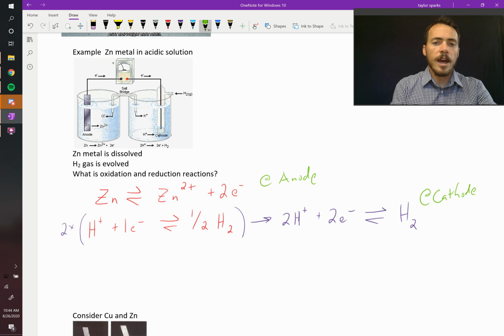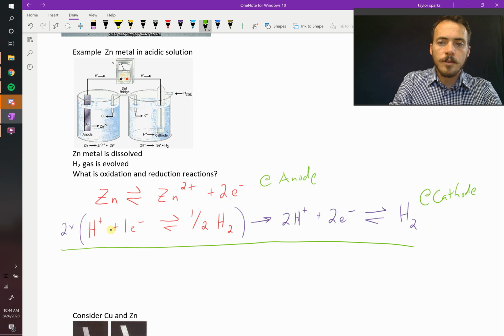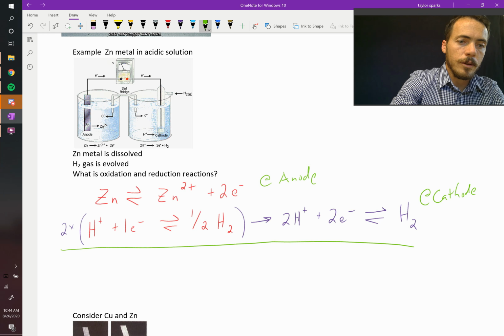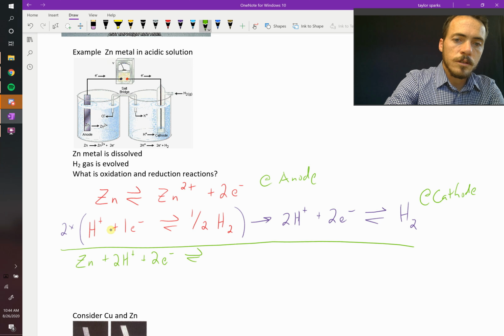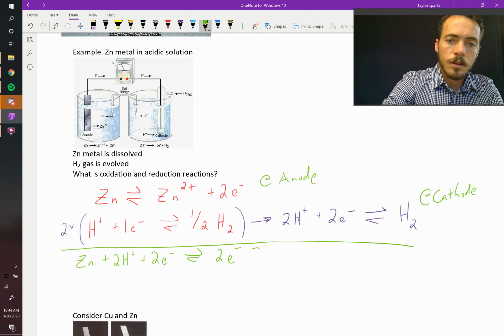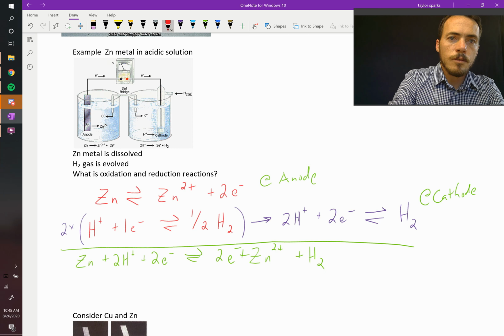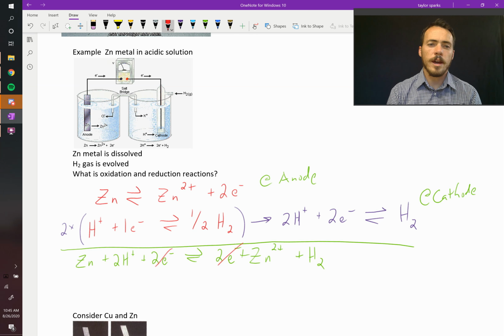Okay? So if we add those up, we combine those two reactions, we end up with the following. Zinc plus 2H+ plus 2 electrons will yield, we've got 2 electrons on this side as well, a zinc 2+ ion plus H2 gas. So you can see that right away our electrons cancel out. So oftentimes in these chemical reactions, you would just write zinc plus 2H+ gives zinc 2+ plus H2.